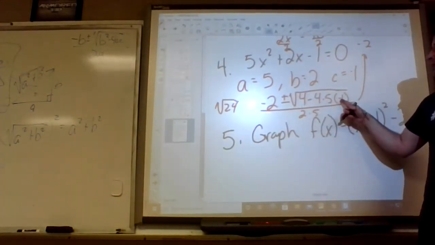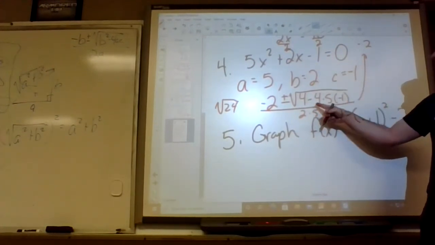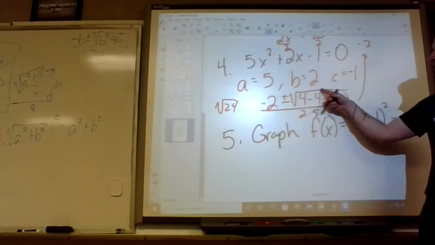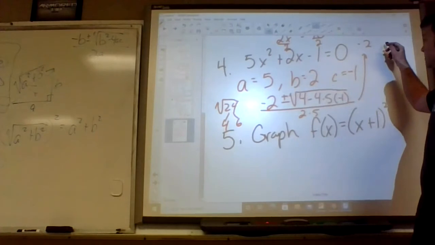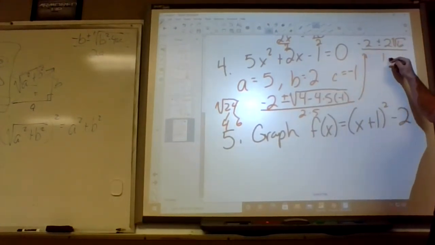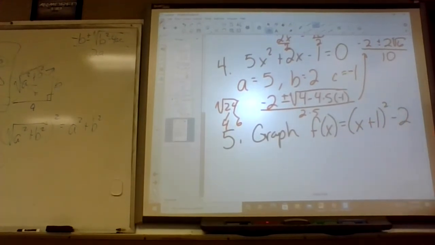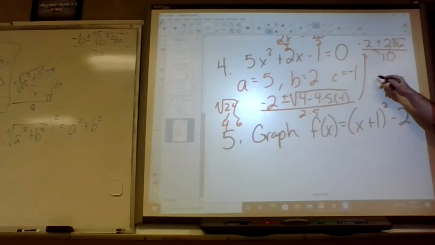That's a negative 1 right there. Did you guys miss that? That's a negative 1. So this would be 4 plus 20, which is 24, and it would be 2 plus or minus the square root of 6, over 10. Now there is one more thing I could do to that. All of these are divisible by 2. You guys see that? So you could divide everything by 2. Isn't that the answer? That's all you can do.